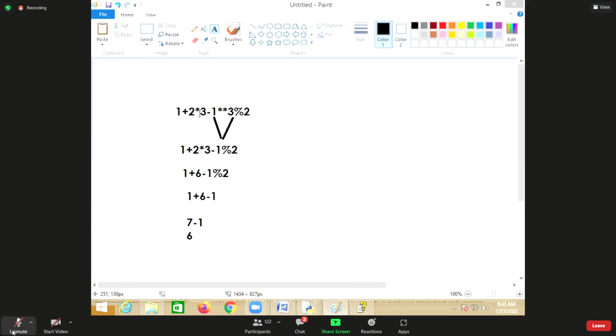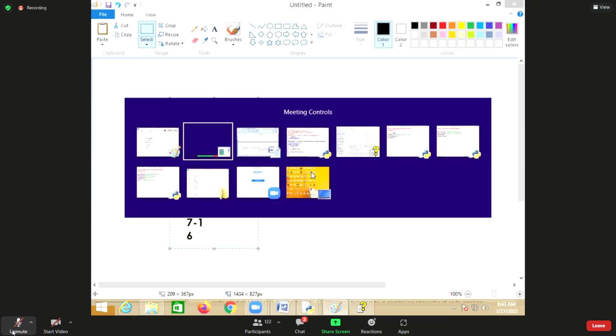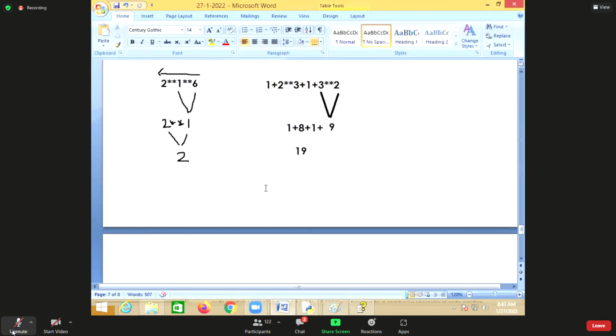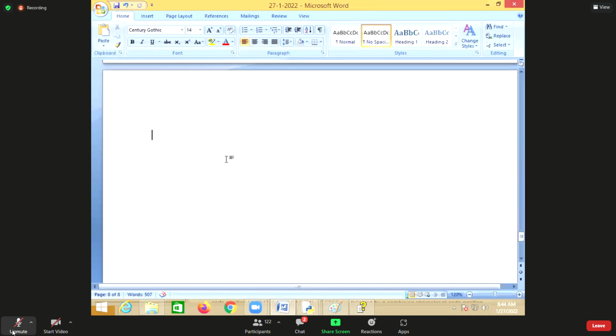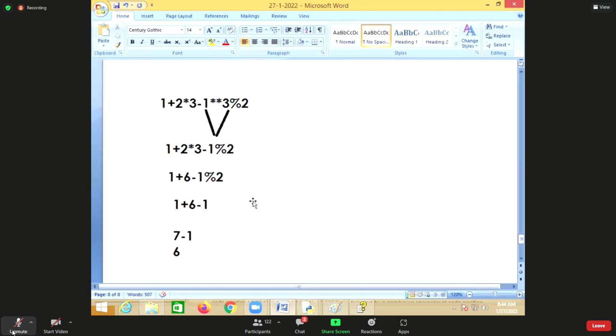Oh, 2 to the power of, where is power of here? 2 into 3 is there. Here there is only 2 into 3. There is no power of here. This is 2 into 3. So there is a multiply operator, right? Yes. So 1 plus 2 into 3 minus 1 to the power of 3 mod 2.